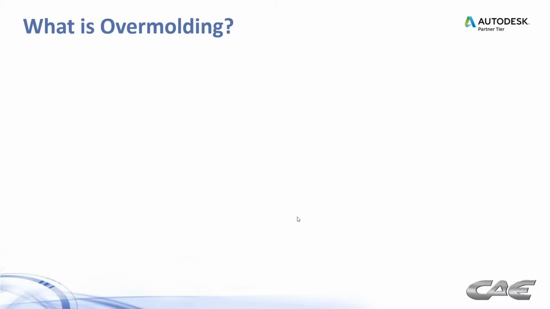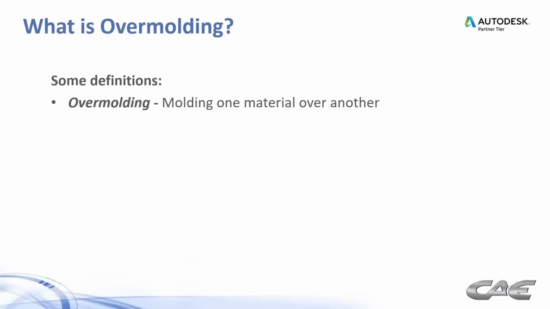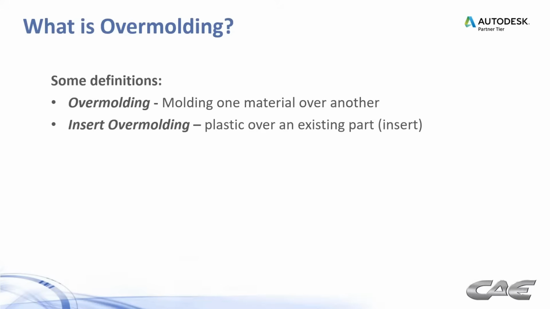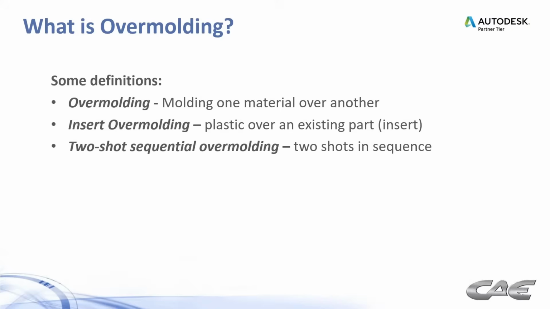So let's just dig right in here. What is overmolding? Some definitions are in order. Overmolding is molding one material over another. Pretty straightforward. You could have insert overmolding. That's plastic over an existing part. Some insert, whether it's metal or another plastic piece, or any other material for that matter.